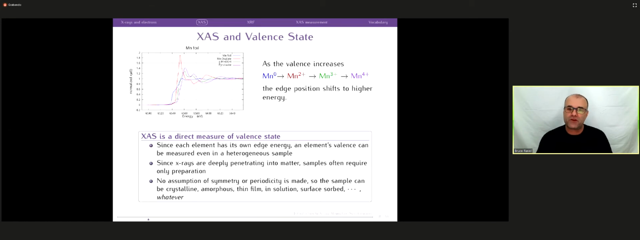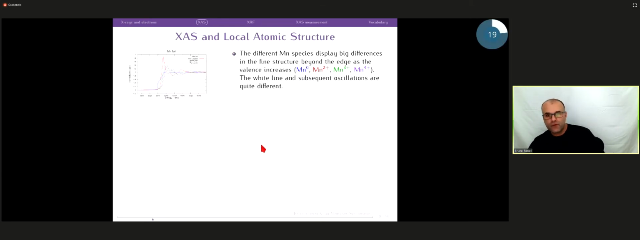Another thing about this measurement technique is that unlike something like X-ray diffraction, there's no assumptions of symmetry or periodicity. At no point in the talk so far have I talked about crystal structure in the way that it gets talked about in, say, a diffraction lecture. So we can do this measurement on crystalline materials, but also amorphous materials, thin films, things that are in solution, things that are surface sorbed, basically any state of matter, we can do the XAFS measurement. And we regularly do at the beamline.